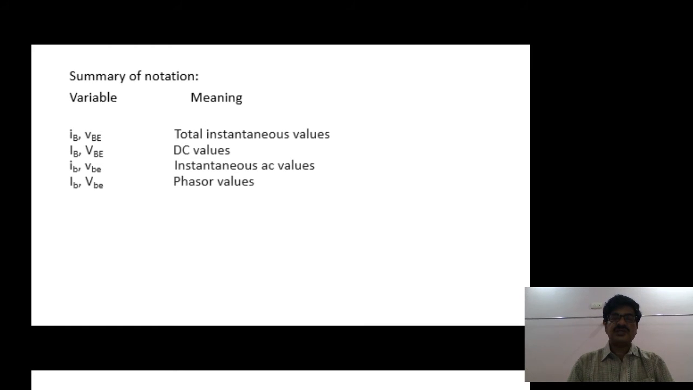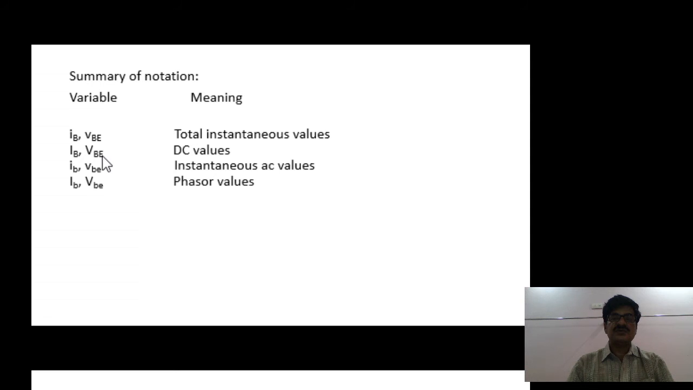Here are some notations to understand what type of voltage and currents we can see in the analysis of the circuits. iB, vB: the small letter i with a capital B suffix. That is, one is a small letter and the other is a capital letter. Similarly, in the voltage, it represents the total instantaneous values. Total means it includes both AC components and DC components.